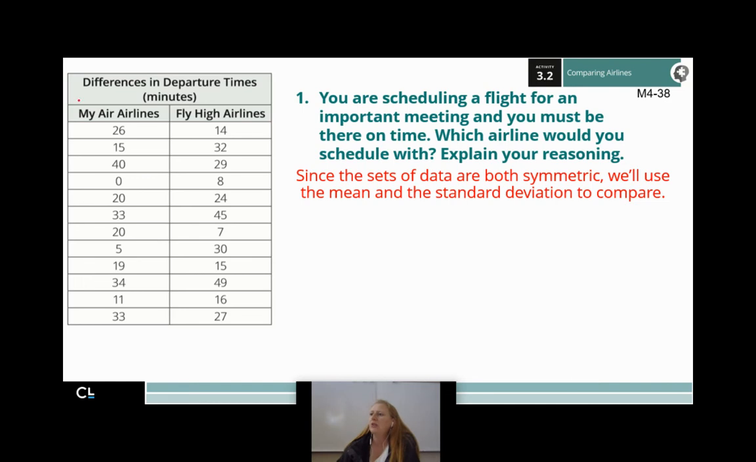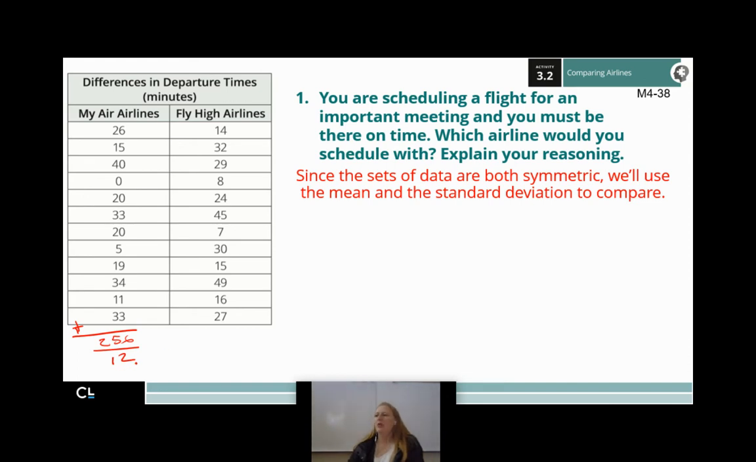Mean is easy, right? You add all these up and divide by how many there are. So 26 plus 15 plus 40 plus 0 plus 20 plus 33 plus 20 plus 5 plus 19 plus 34 plus 11 plus 33. Looks like I got 256. And of course, we're dividing it by 1, 2, 3, 4, 5, 6, 7, 8, 9, 10, 11, 12. I'm going to divide that by 12.